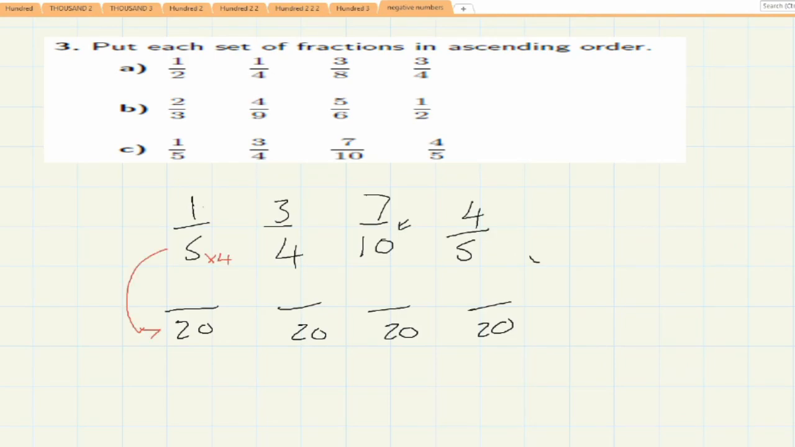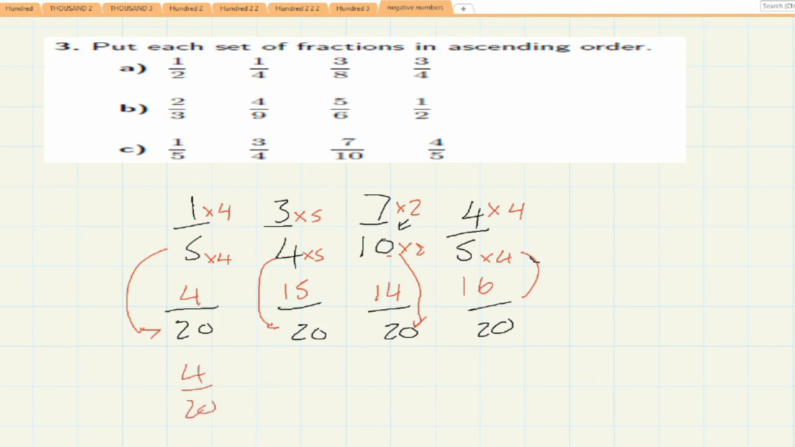So again, for 1/5, 5 multiplied by 4 gets to 20, so multiply the top by 4 as well. For 3/4, 4 multiplied by 5 gets to 20, so multiply the 3 by 5 to get 15. For 7/10, I need to multiply by 2 to get to 20, so I multiply the 7 by 2 to get 14. For 4/5, 5 multiplied by 4 gets to 20, so I multiply the 4 by 4 and I get 16. I went through that one very quickly, and that's good. I suppose the quicker you go, the better. Then I'm going to order them: 4 obviously first, then 14, then 15, then 16. And then I need to put them back into their original form.